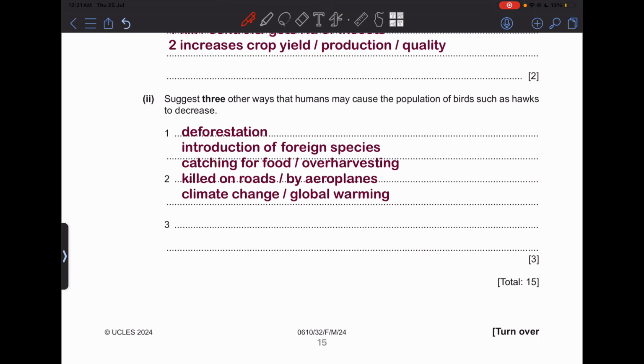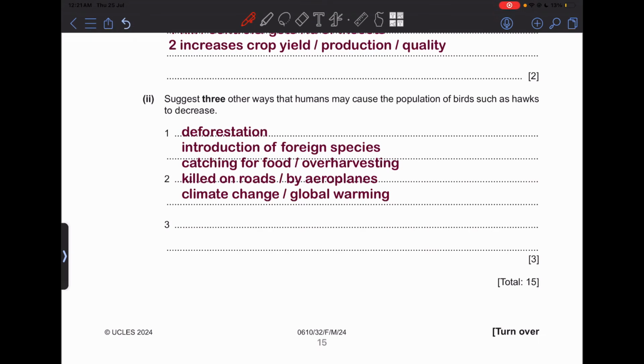Catching for food or over harvesting. So for example, someone is hunting for, let's just say, a chicken. In the process of hunting for a chicken, they killed by accident another bird that they didn't want to kill. So they just killed the bird for nothing. So this is over harvesting.